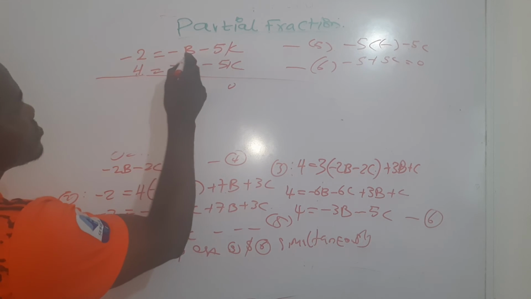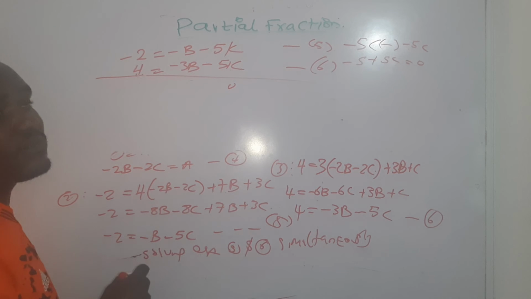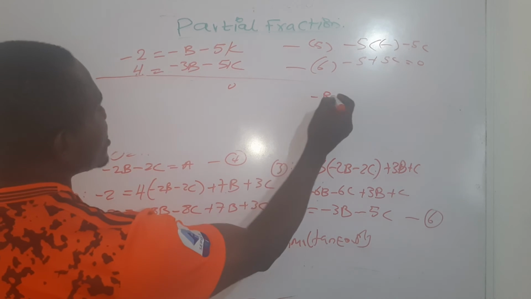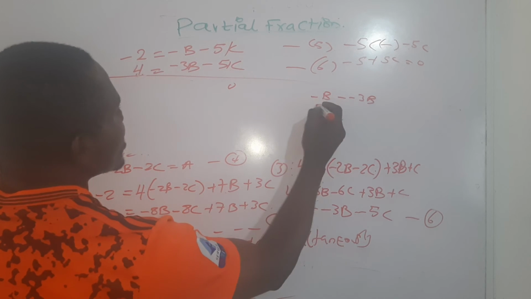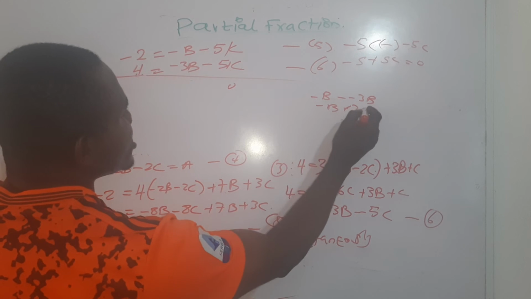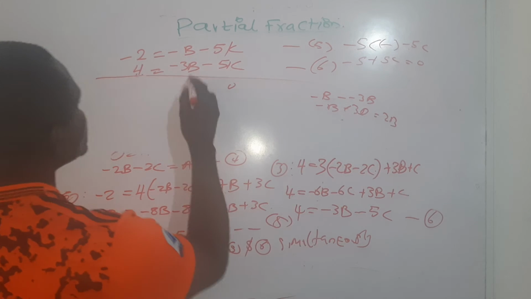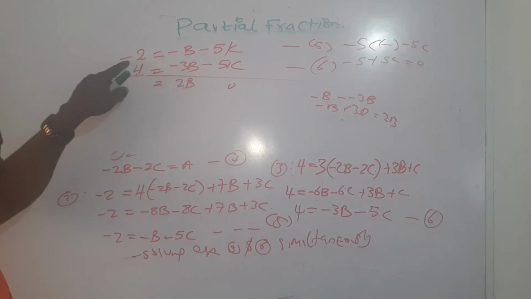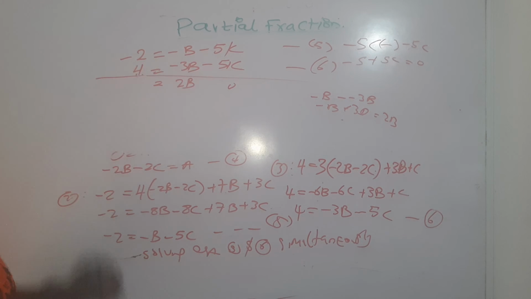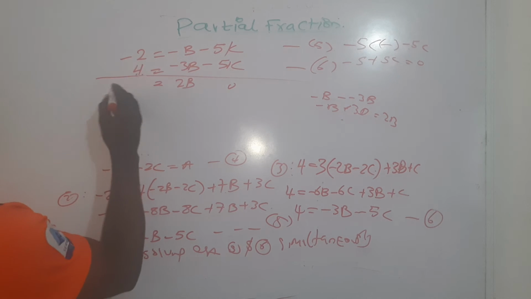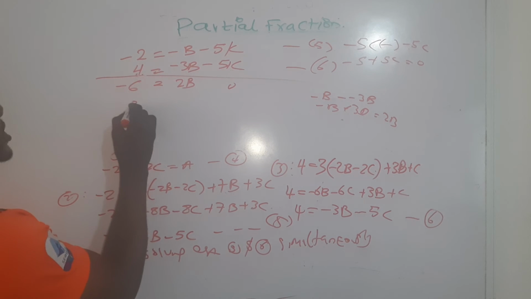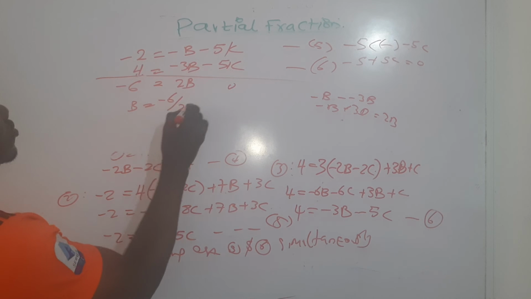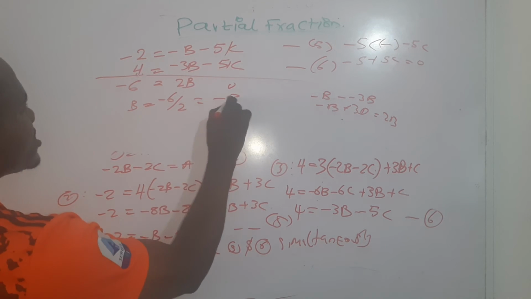It will now be minus b minus minus 3b. That is minus b plus 3b, which gives us 2b. So this becomes plus 2b equals minus 2 minus 4, because there's no minus here, so that gives us minus 6. So b will be minus 6 over 2, which is equal to minus 3.